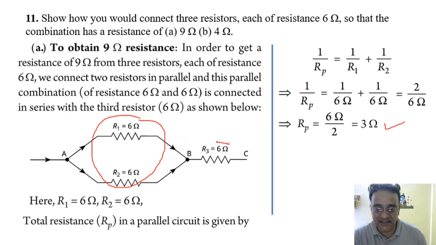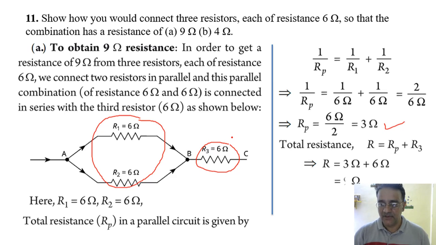Now for the total resistance, we got this 3 and this 6, and both are now connected in series. So 3 plus 6 will be equals to 9. Okay, so this is the first bit answer. Now we will move towards the B bit.